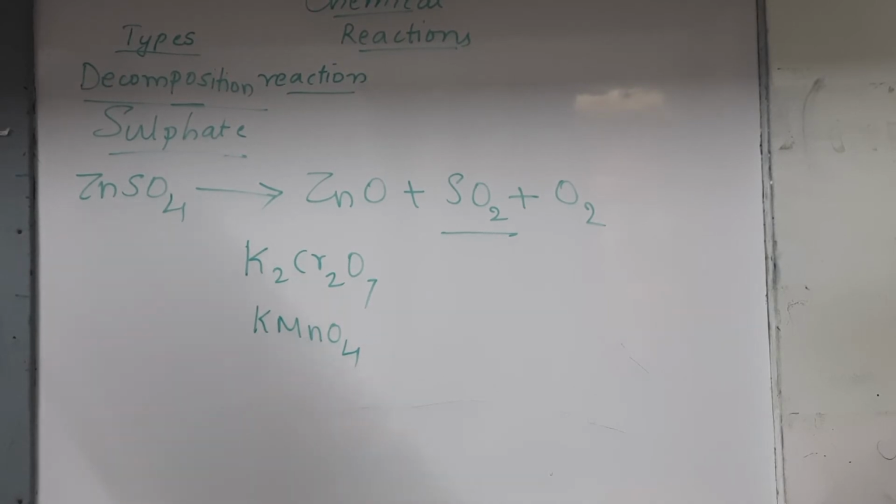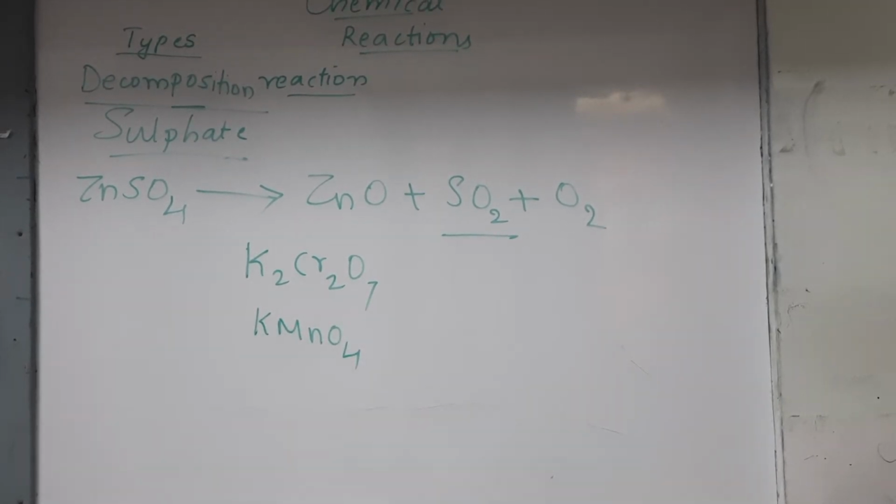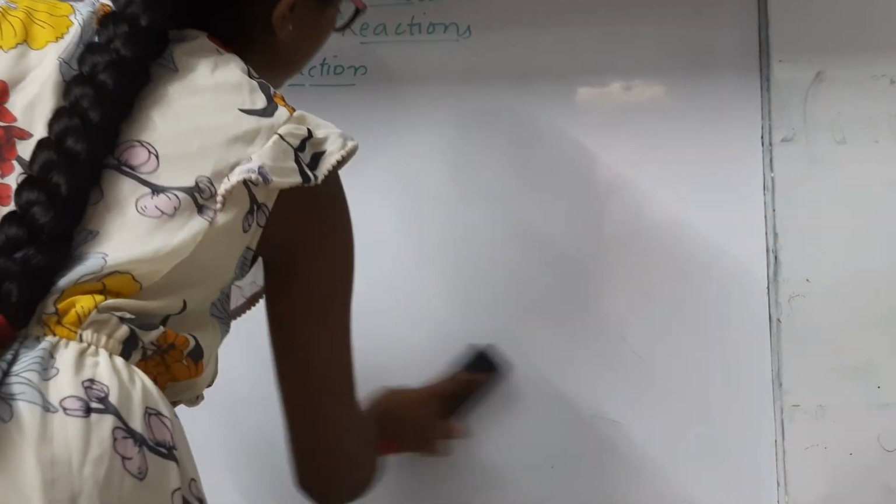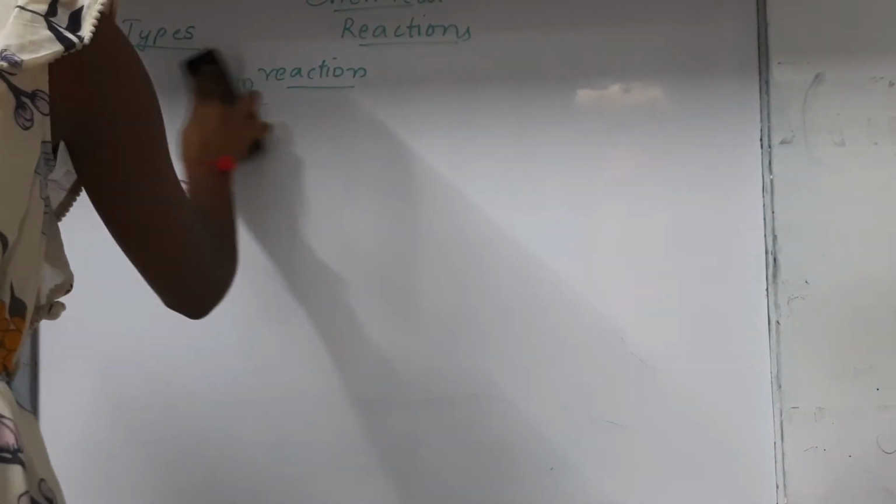Now let us go to the displacement reaction. This displacement reaction is a little smaller only. It is not much. It is easy also because it is displacing. So it is a displacement reaction. A displacement reaction is a reaction where a more reactive element displaces a less reactive element from its compound.